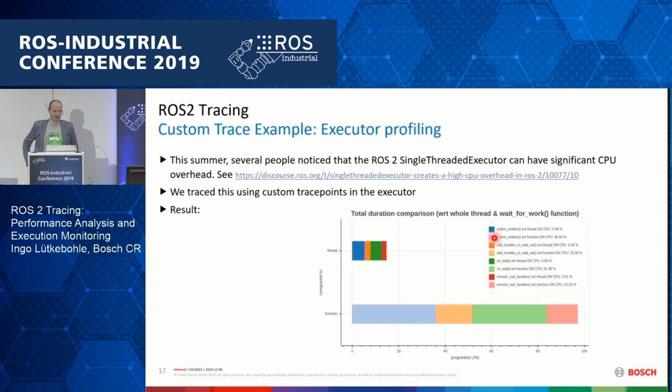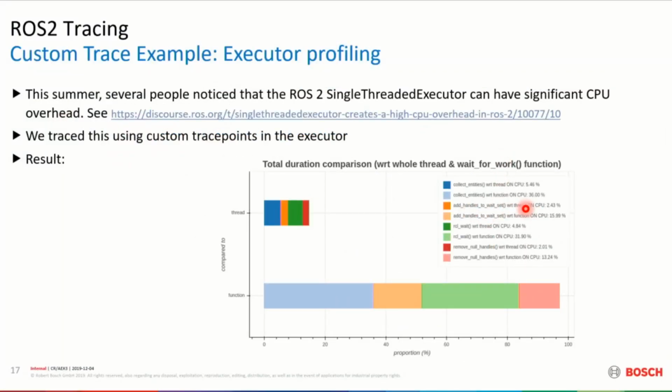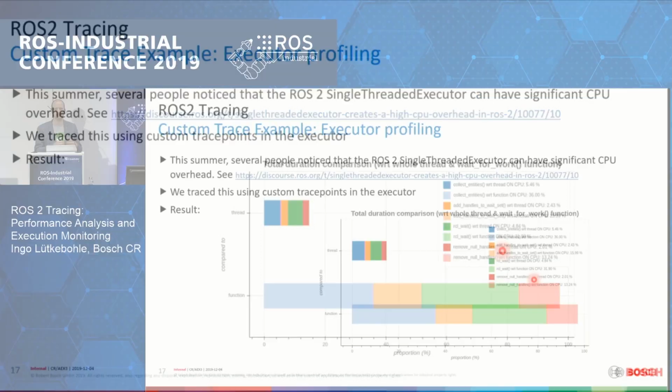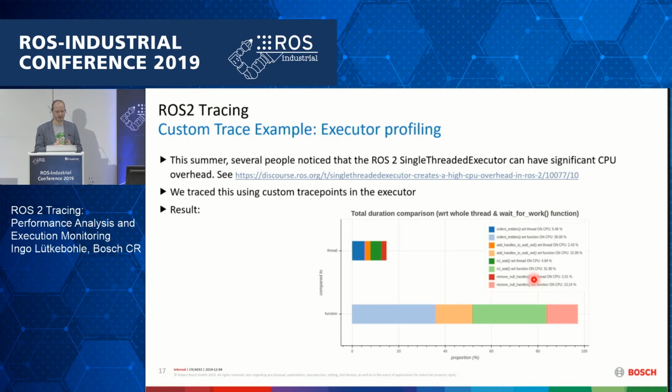We looked at the executor, and we did exactly this method. So we instrumented a bunch of functions: collect entities, add handles to wait set, rcl wait, and remove null handles. And that's again one of the analyses that we did this summer that you might have heard about. And this has been done using the custom trace point implementation.